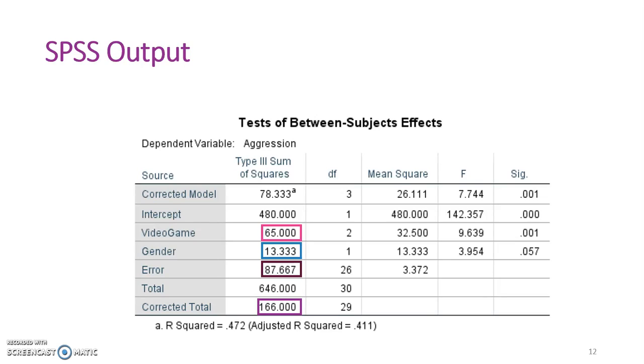And here's where we would find those values in the SPSS output. So this is from the test of between subjects effects table. You all are really familiar with this by now. So you know that in the second column is where we find these sums of squares. And I've highlighted here that there are now 3 different calculated sums of squares that are summed to create the total sum of squares. And so there's a video game predictor sum of squares and a gender predictor sum of squares.